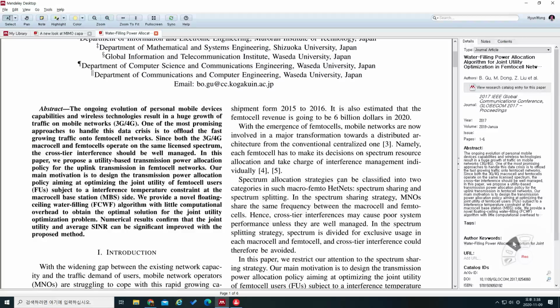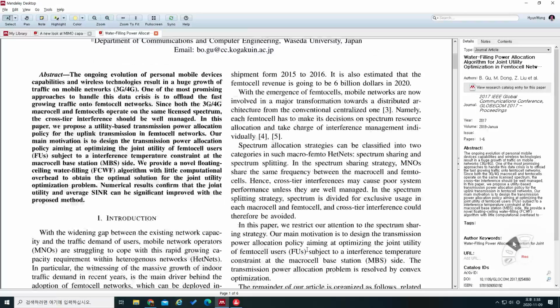Spectrum allocation strategies can be classified into two categories in macro-femtocell networks: spectrum sharing and spectrum splitting. In the spectrum sharing strategy, MNOs share the same frequency between the microcell and femtocells. Hence, cross-tier interference may cause poor system performance unless it is well managed. In the spectrum splitting strategy, spectrum is divided for exclusive usage in each microcell and femtocell, and cross-tier interference could therefore be avoided. In this paper, we restrict our attention to a spectrum sharing strategy.